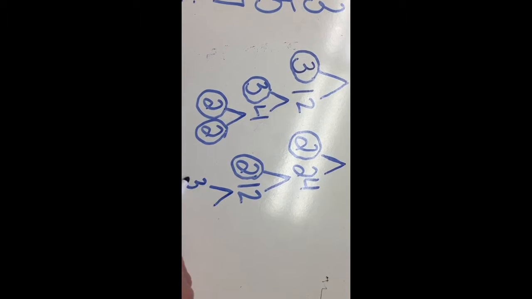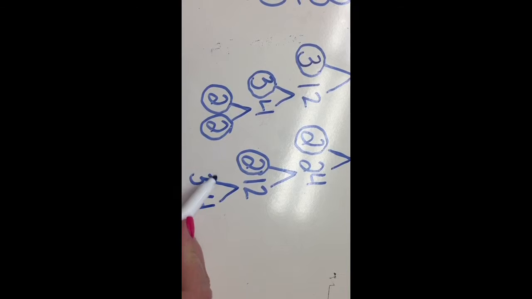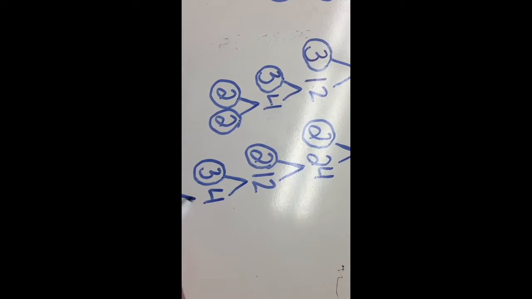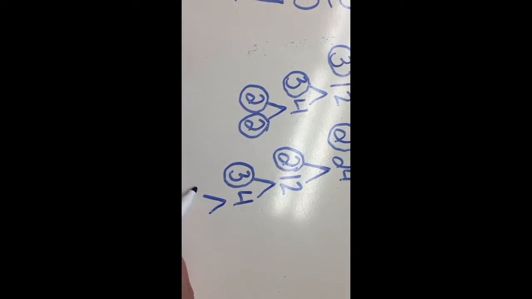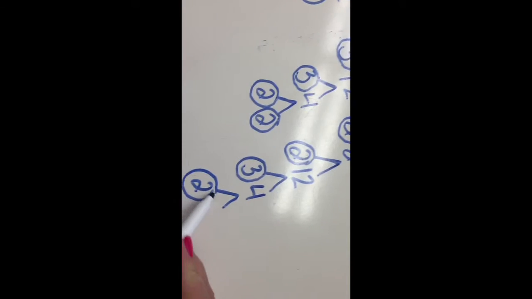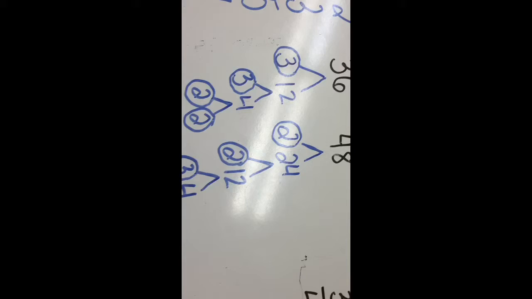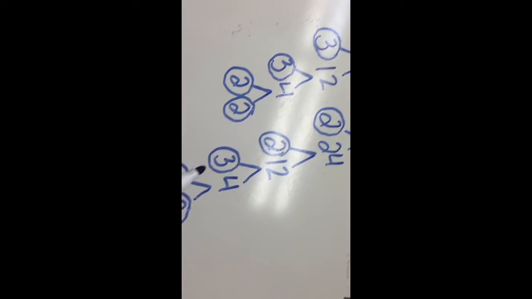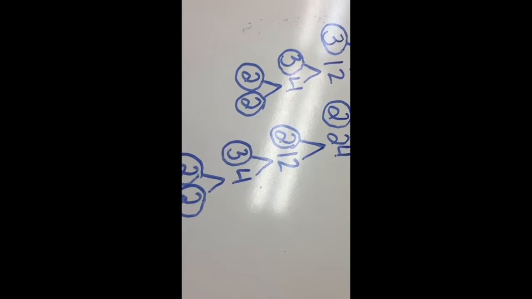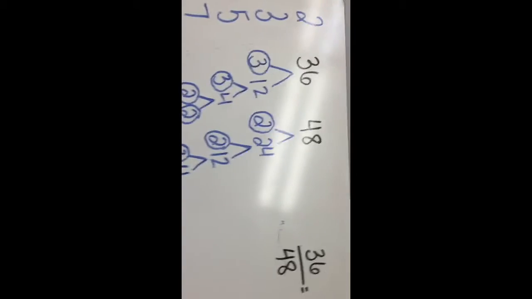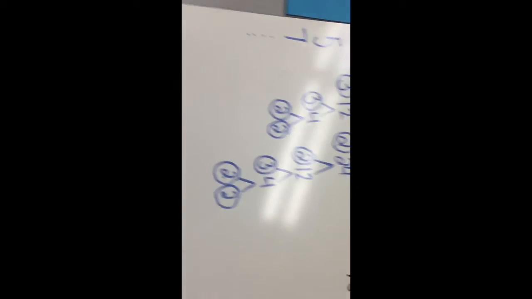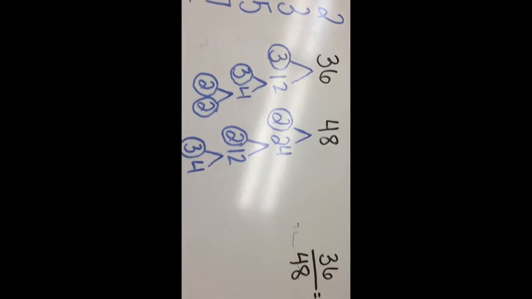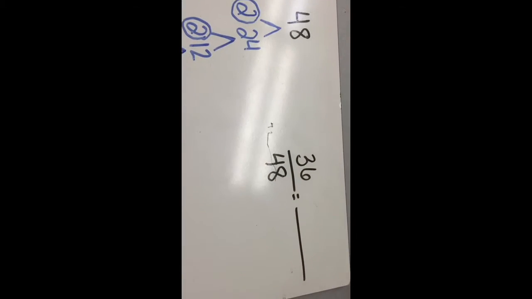We are going to do 3 times 4 equals 12. Again, I'm circling my primes each time. This should be familiar to you because we have been working on factor trees. So in order to get the number 48, we could say 2 times 2 times 3 times 2 times 2. Once I have these prime factors of the number, I am going to move over to my fraction.